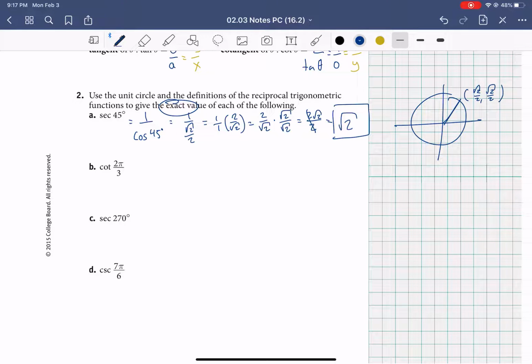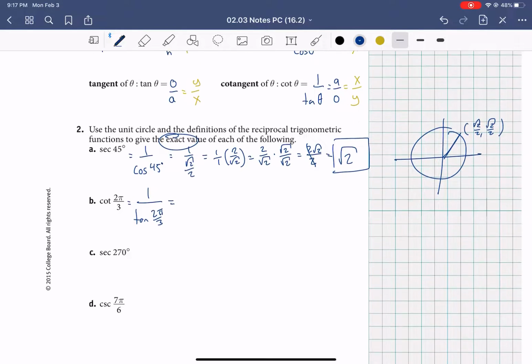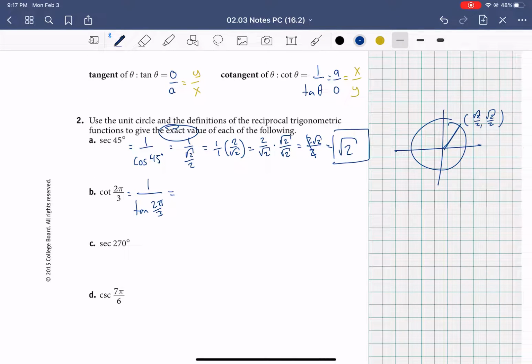Moving on to the cotangent of 2 pi over 3. So we could say, again, reciprocal function, right? So it's 1 divided by the tangent of 2 pi over 3. Or we can say, using our definition, the cotangent is x over y. So we can go in, draw our angle at 2 pi over 3.